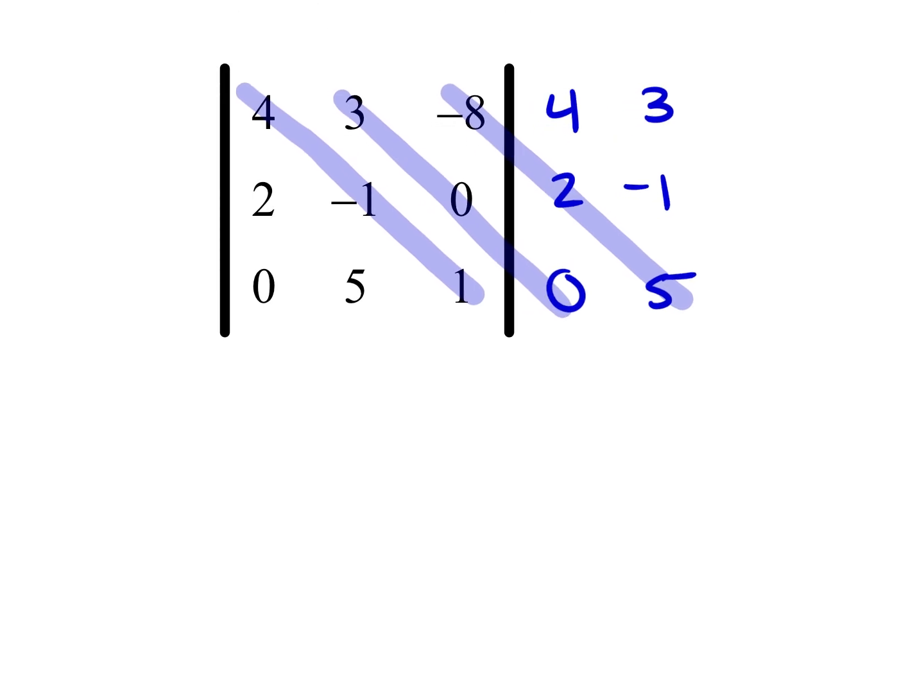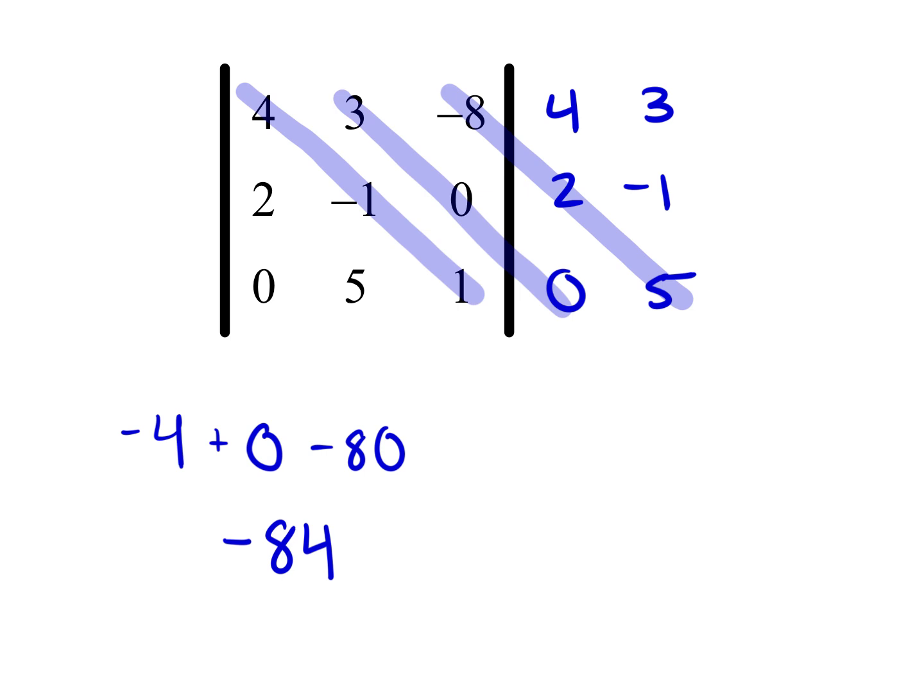So we multiply all 3 numbers in each major. So 4 times negative 1 times 1 would be what? Negative 4. Awesome. Plus 3 times 0 times 0. 0. And then negative 8 times 2 times 5. Negative 80. Awesome. So negative 4 plus 0 minus 80. Negative 84. So that would be our majors.